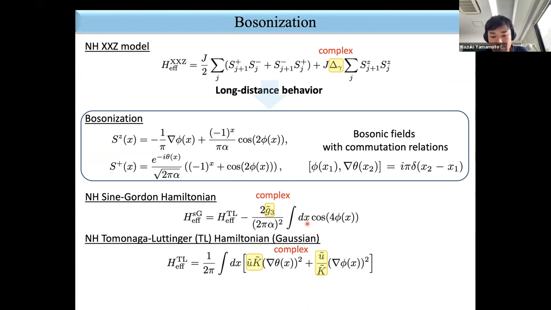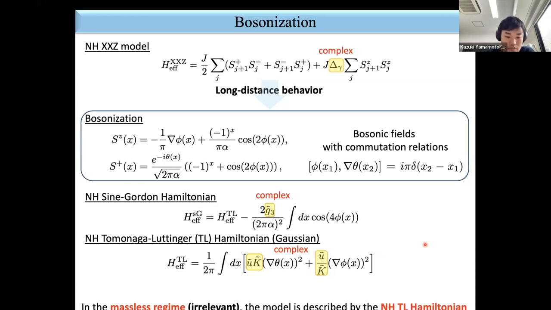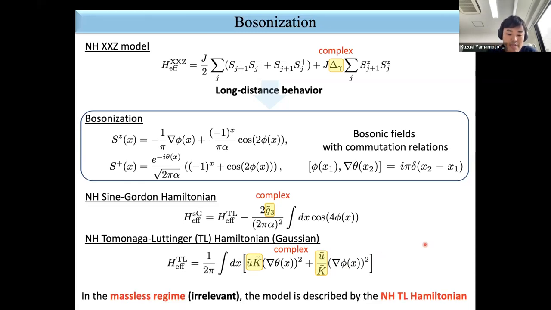In the last term, the cosine term becomes complex valued as a result of these complex valued coefficients. And the first term is the non-Hermitian Tomonaga-Luttinger Hamiltonian with Gaussian type, which is shown in this way, but it has complex valued parameters as a result of dissipation. So for example, if we consider the massless regime, where the cosine term becomes irrelevant, the model is described by the non-Hermitian Tomonaga-Luttinger Hamiltonian, which we use, for example, in the CFT part or the field theoretical approaches.